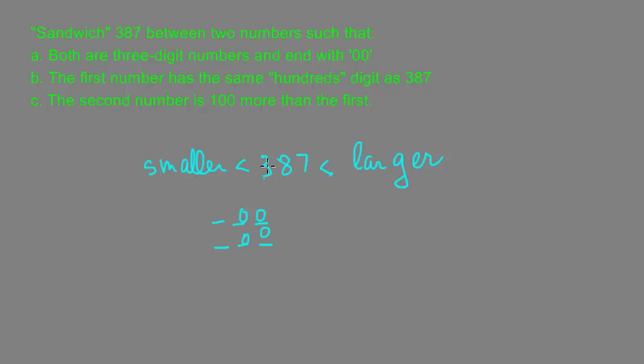And furthermore, the first number has the same hundreds digit as 387. That means that since 387 starts with a 3, which is the hundreds, then the first number is going to be a 3. And finally, the second number is 100 more than the first. That means that if you add 100 to 300, you get 400. In conclusion, we have 300, the smaller number, is less than 387, which in turn is less than 400.